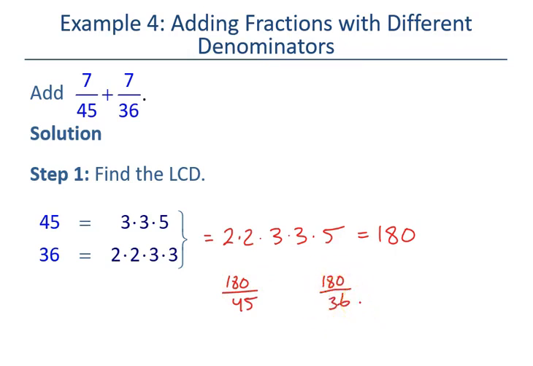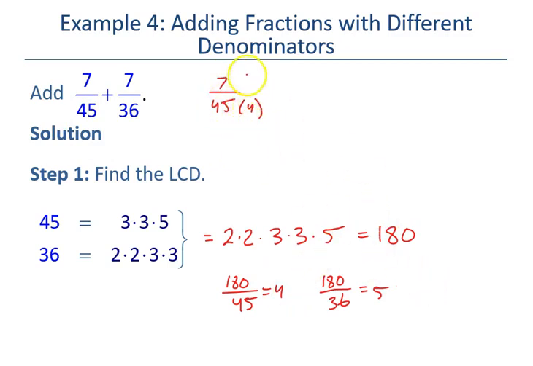So I've got 180 divided by 45, and that gives me a 4. 180 divided by 36, and that gives me a 5, which means that notice on the 45, to make it 180, I have to multiply by 4. So I can come in here and go 7 over 45. Well, to make this guy right here a 180, I have to multiply it by 4.